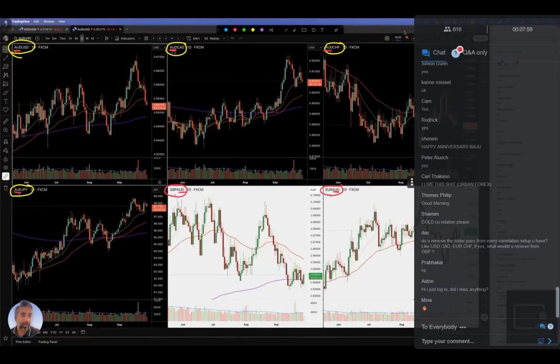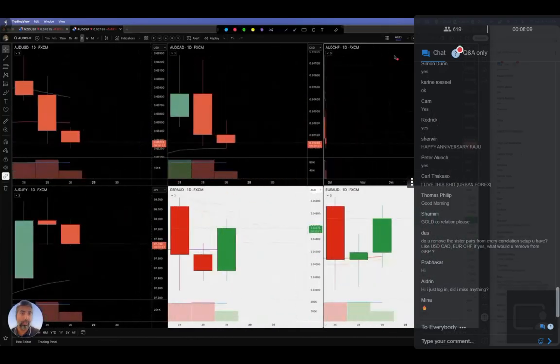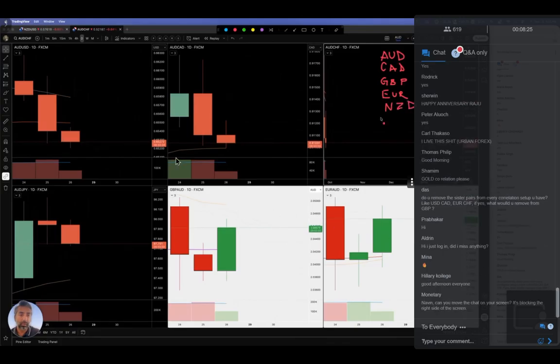So you want to set it up. You want to set up each group like Aussie, USD. If you want to write this down, there are going to be multiple groups you're going to be working with. You're going to have Aussie, CAD, Pound group, Euro, New Zealand, Japanese Yen, USD, and Swiss franc.